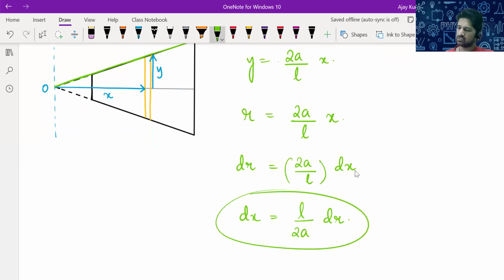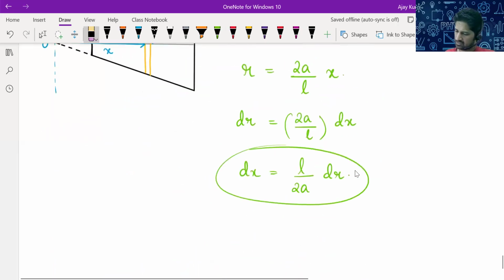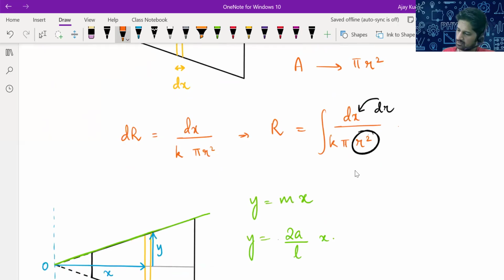Why do we have to do this? Because, as I said, you will need to express dx in terms of dr to be able to integrate this. That is why we are doing all this. So how did we get dx? dx is L by 2a into dr. That we will write here now. So 1 by k pi, that constant is there anyway. Integral. In place of dx now, you will write L dr divided by 2a.